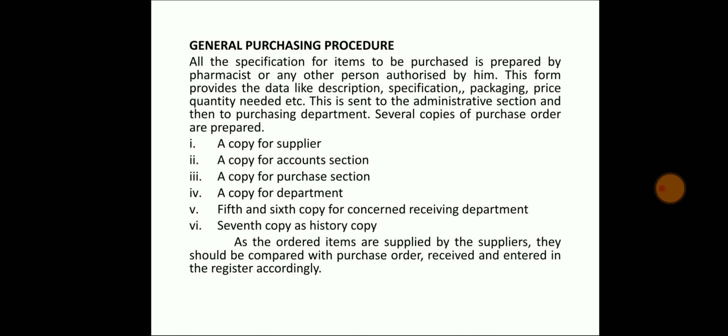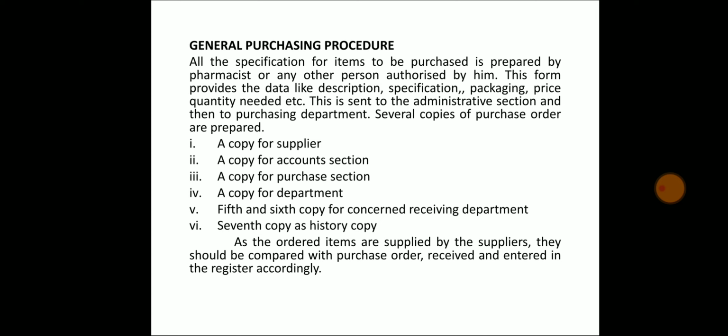Journal purchasing procedure. All the specification for items to be purchased is prepared by pharmacist or any other person authorized by him. This form provides the data like description, specification, packing, price, quantity needed, etc. This is sent to the administrative section and then to purchasing department.